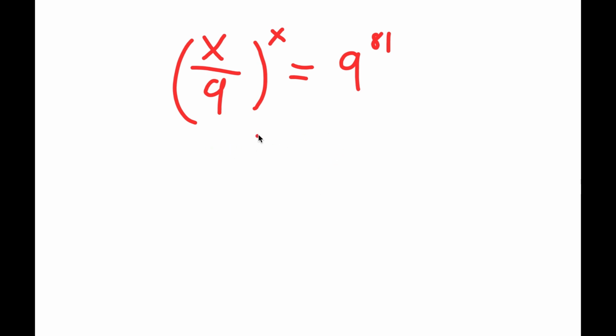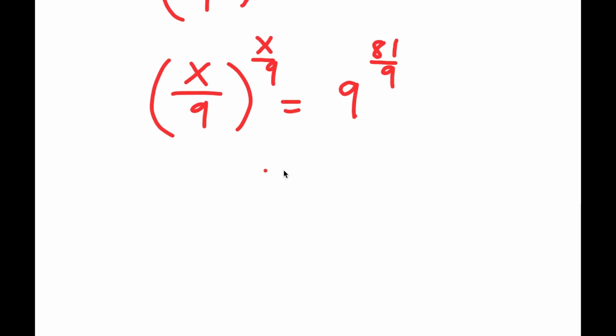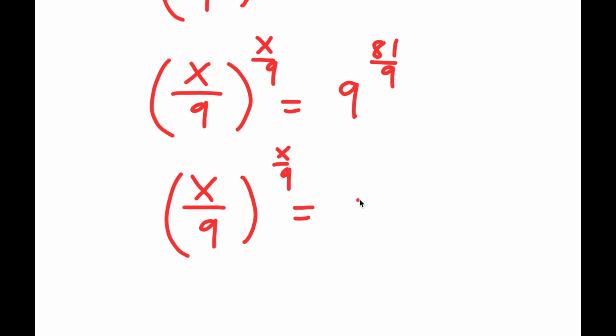Now, I'm going to take the power of 1 over 9 on both sides. So I have x to the power of 9 to the power of x over 9 is equal to 9 to the power of 81 over 9. And 81 divided by 9, that's going to equal 9.